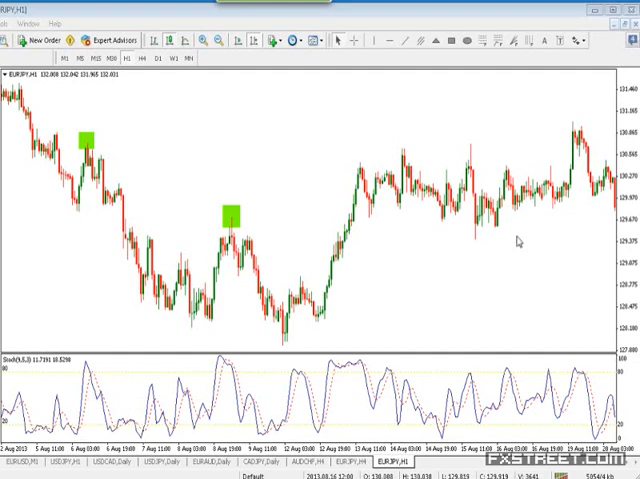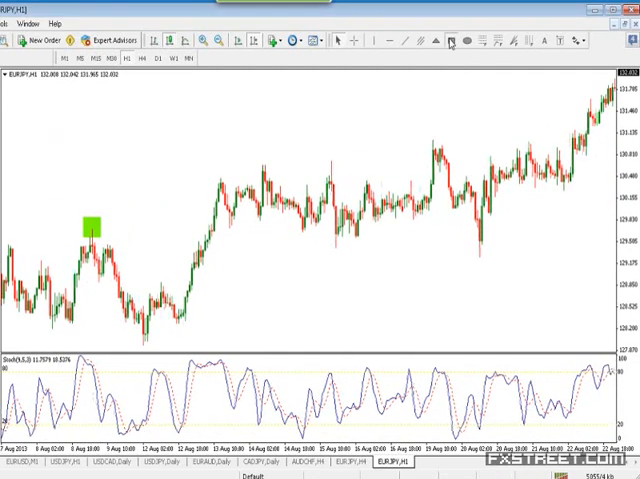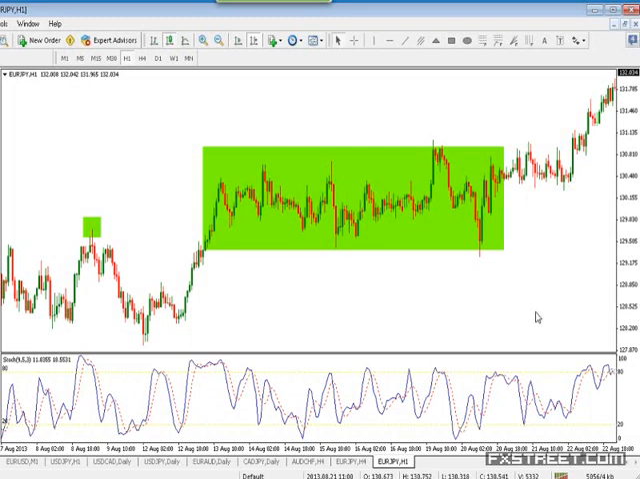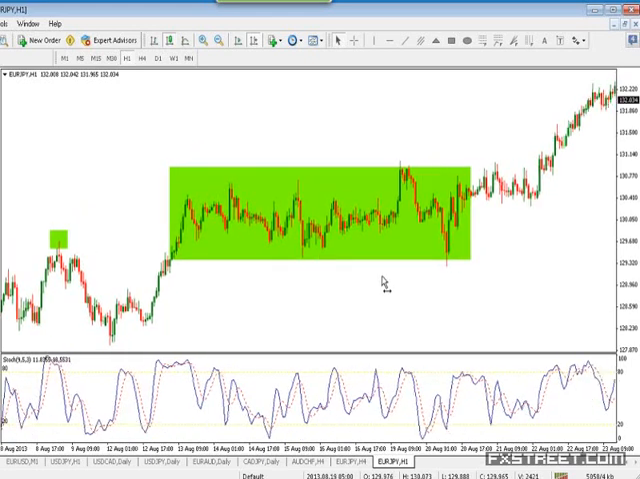Let's have a look at this particular situation. Now, I would definitely classify this as a range bound price. The price is between a value of a resistance and a support, just bouncing between the two. Now, this is the place where your stochastic or any oscillator would be quite effective.